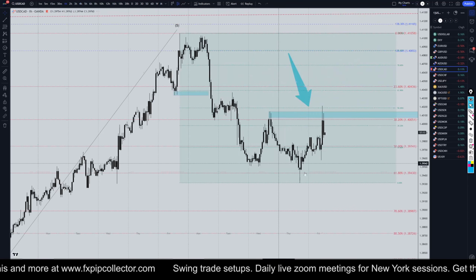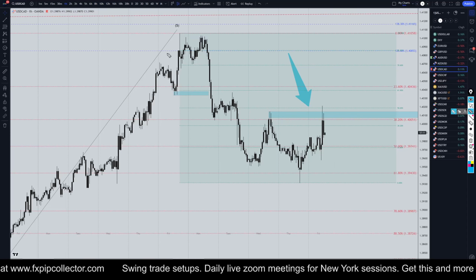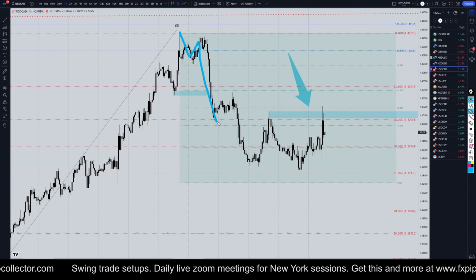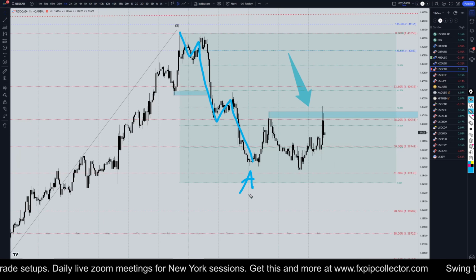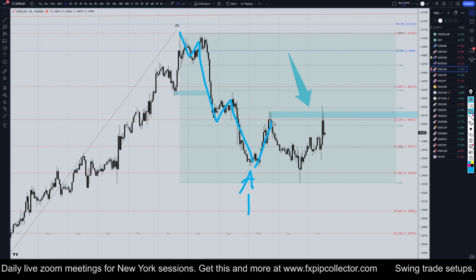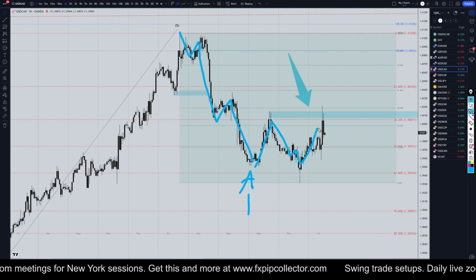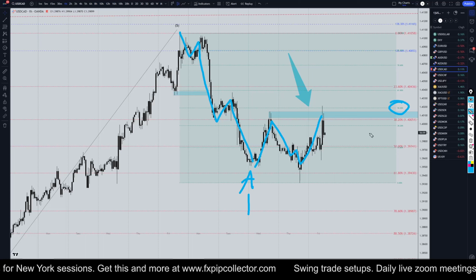Taking it all the way down to the 1 hour time frame. Kind of looks like we have 1, 2, 3, 4, 5 waves down on the 1 hour. I would assume that this is either an A or a 1. It looks to me like this is impulsive up, 3 waves down, impulsive up to the 50% Fibonacci retracement.